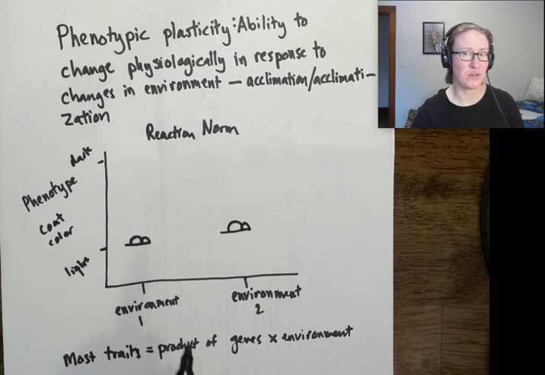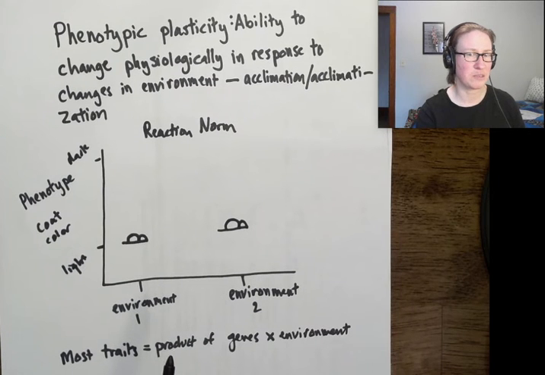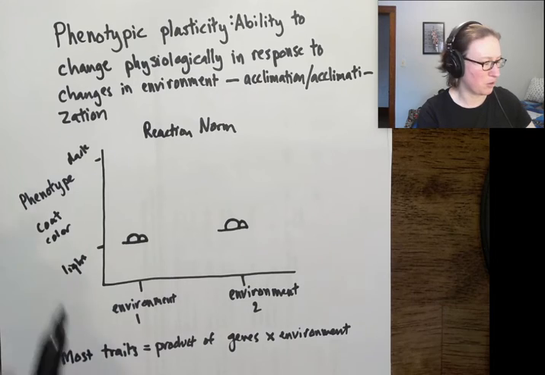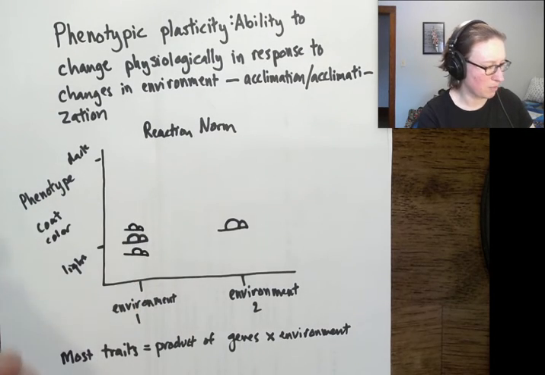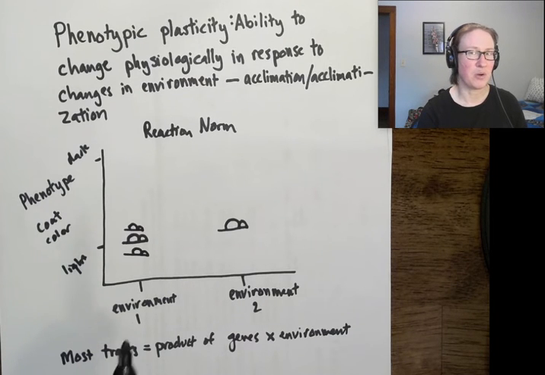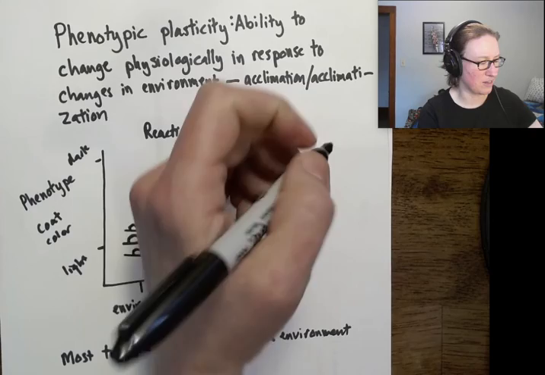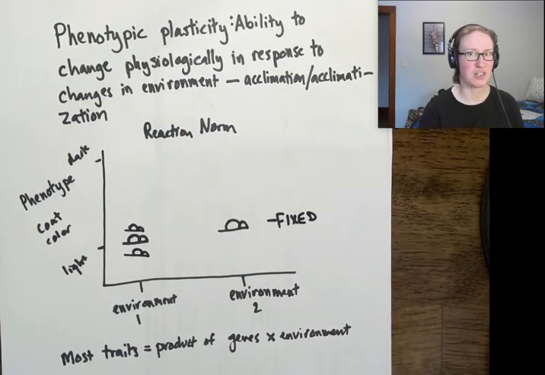And this can be true of some traits, right? Some traits might be entirely genetically determined, so you won't really see a change in that mouse's lifespan. But most traits tend to actually be a product both of genetics and of the environment. And we also know there's often some variation between individuals in a population in terms of what their initial coat color is. So by contrast to a trait that is what we might call fixed, right? No changes in response to changes in the environment.